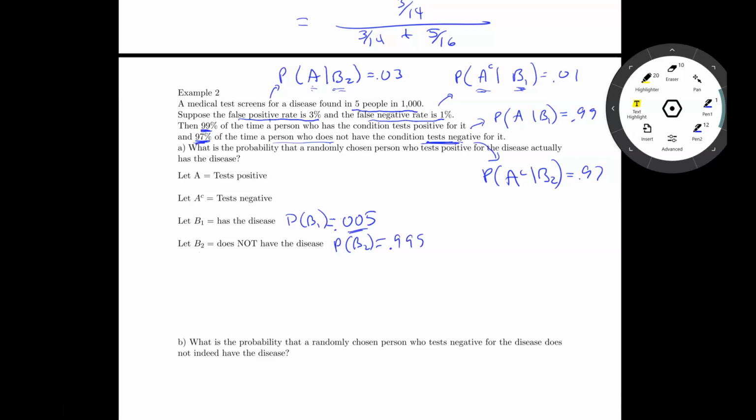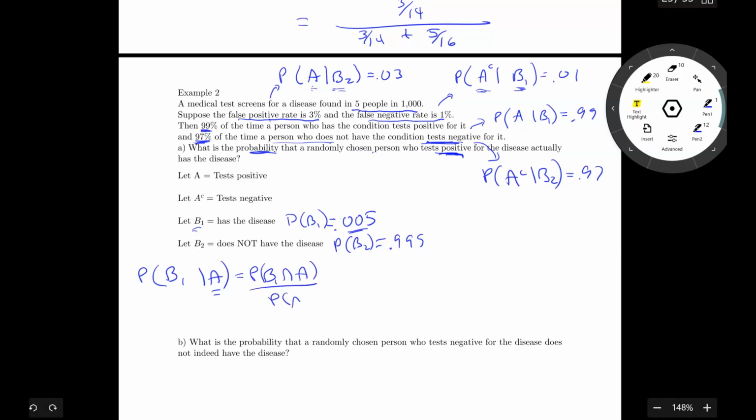Okay, so what do I need to go find? What I'm trying to find is the probability that a randomly chosen person who tests positive actually has the disease. Okay, so given that you test positive, actually has the disease. Has the disease is B1, right? So how am I going to find this out? That's going to be the probability of B1 and A, all over the probability that A is happening, right? This given has to be happening.